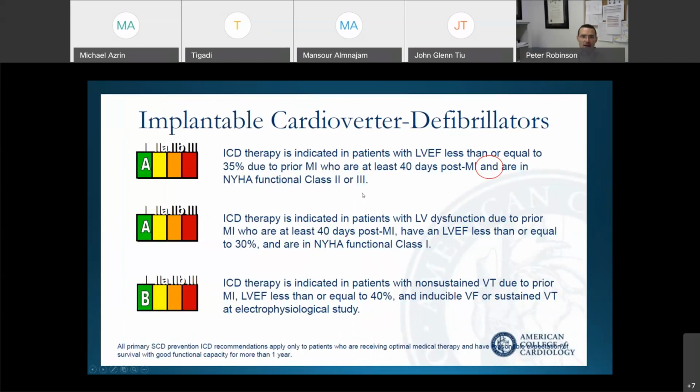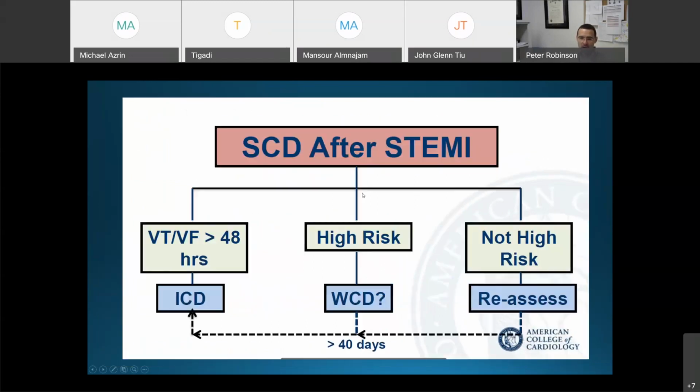Question on that also. That 40 days, does that include people that got revascularized and people that did not get revascularized? Or does it matter? That's a great question. In the trial, they were revascularized patients. What do you do with a patient who wasn't revascularized? I don't know if that should change your thought process.